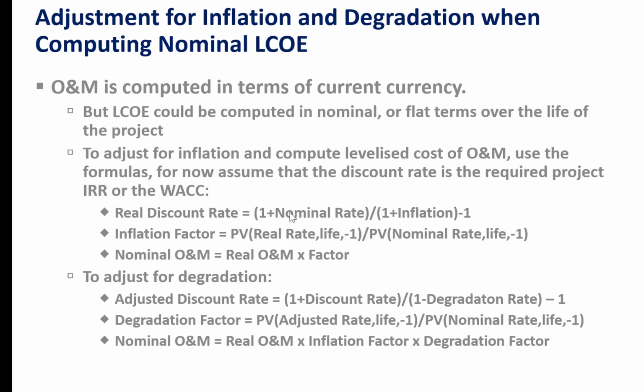But the first thing we're going to do is make an adjustment for inflation. When we make an adjustment for inflation, we have to adjust the O&M in today's currency, and we're going to use a PV function to do that. Then we're going to make a similar adjustment for the degradation, increasing our cost to recognize that we get less power over time, and we're going to use a PV adjustment for that.